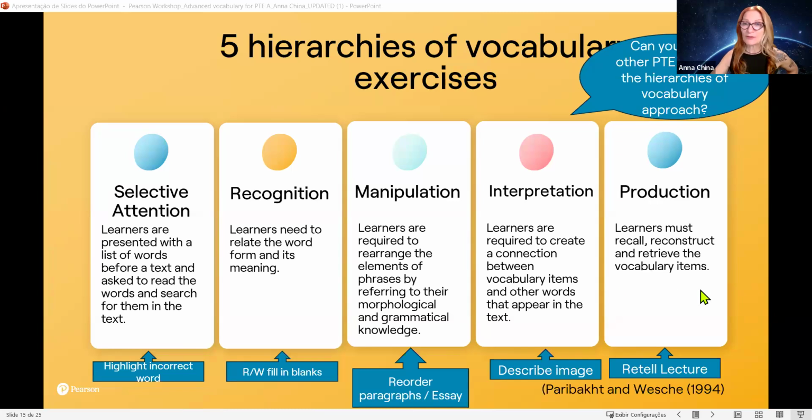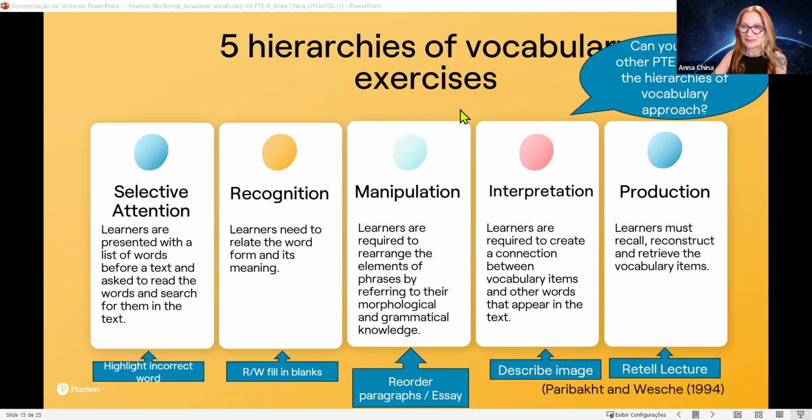Production. So they have to recall and retrieve vocabulary items. Okay, that can be it. Yes, it can be part of production. Recognition, in the sense that learners need to relate the word form and its meaning? Not really for write from dictation. The word form is not really important there, right? Because they are given all the words. They have to organize and to be able to transfer from what they hear to writing. So it includes recognizing the word, retrieving the vocabulary item. There you go. Good job.